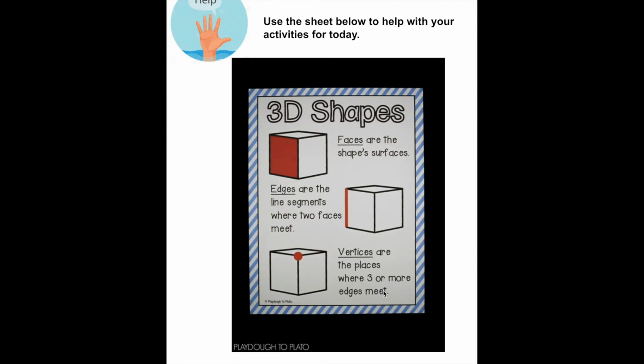And these are the places where three or more edges meet. So if you put a little dot right here, like how they have a little dot right here, if you count the edges, you have 1, 2, 3. So that's how you know it's a vertex, because that's where three or more edges meet. Just like if we were to do it right here. We have 1, 2, 3.